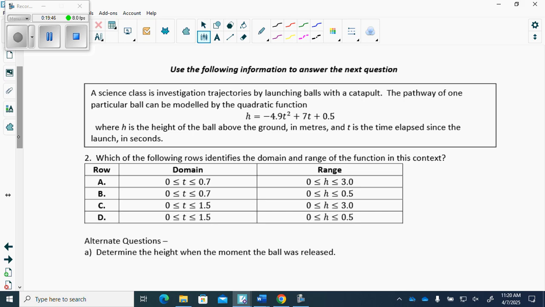What is the y-intercept in this case? 0.5. So what would that possibly be? The height of the catapult? It's at time 0, correct? The height of the ball at the moment of release would be 0.5, so probably the height of the catapult. Where h is the height of the ball above the ground, so this is y. And t is the time elapsed. You see there's a few t's? That's my x, in seconds since launch.